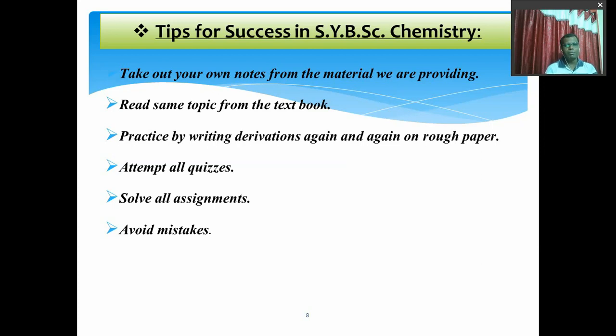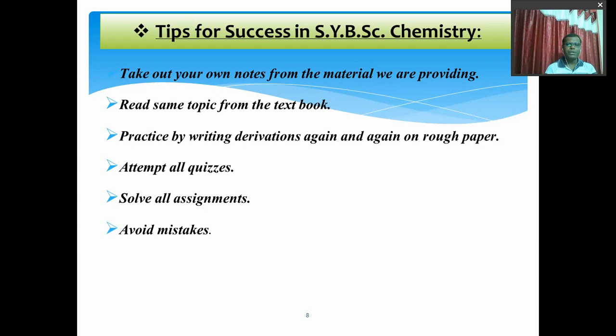Again, read the same topic, whatever topic we are going to cover in the lecture in the online teaching mode, from the textbook which is available in our library. So I will request all the students of SYBSC Chemistry either to purchase the books or to issue the books from the library and read the same topic that we are going to cover in the lecture from the textbook also. So it will be more beneficial.